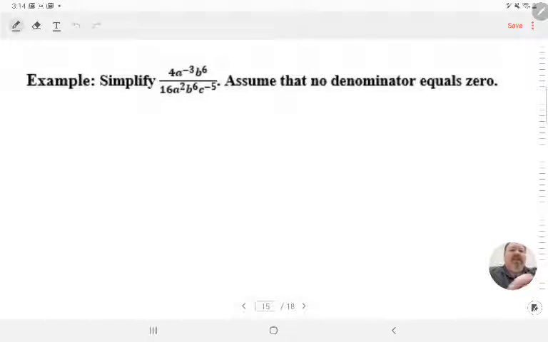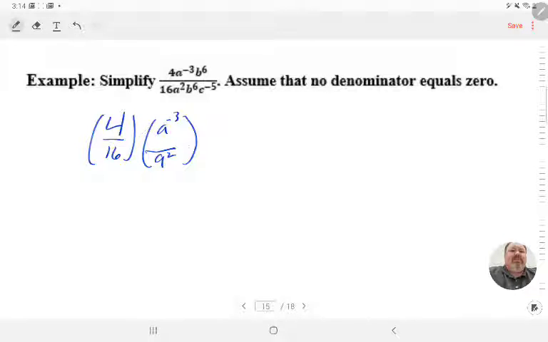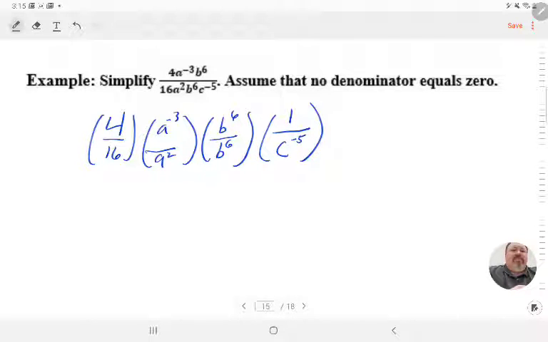All right, let's look at it again. So in this one, I could break it up again. I would have 4 over 16. I would have a to the negative third power over a squared. And then I would have b to the sixth power over b to the sixth power. And I would have 1 over c to the negative fifth power. Okay, so let's break it down and see what we got here. 4 over 16, I could simplify down to 1/4.